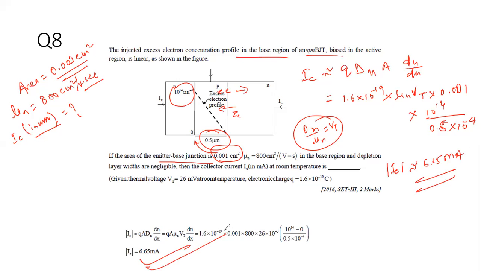So IC current is nothing but diffusion current. I have already discussed this in your class, so just go through the class notes. IC is your collector current, which is nothing but your diffusion current. Now come to the next question.